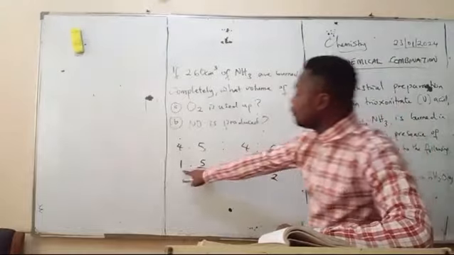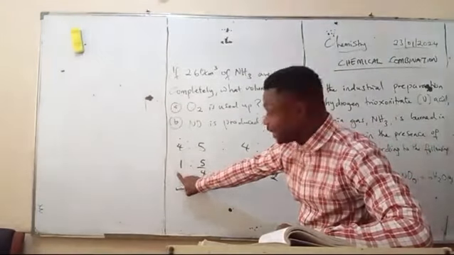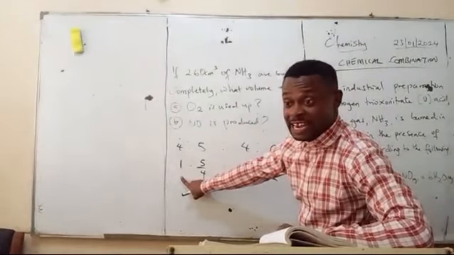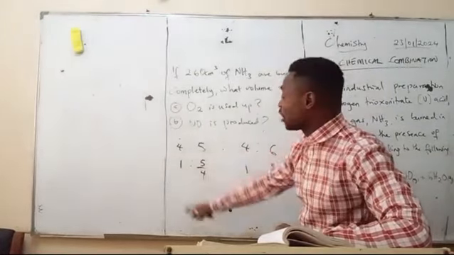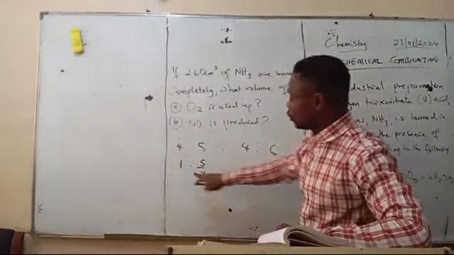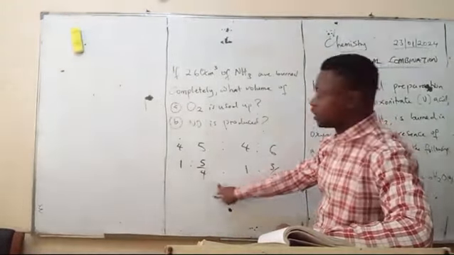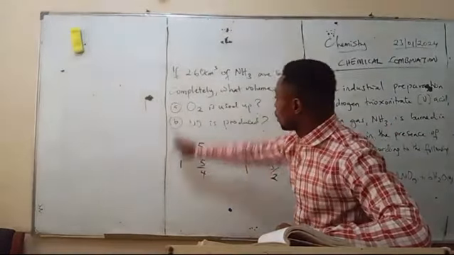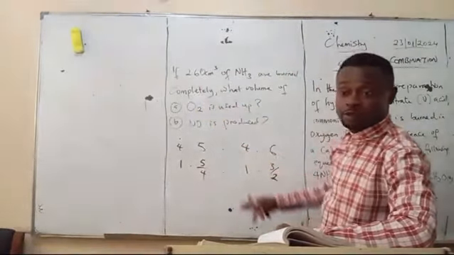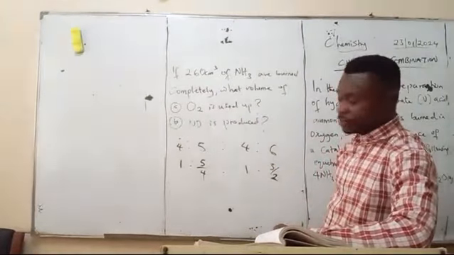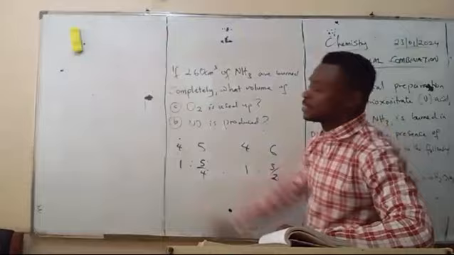So if 1 volume of, remember I said that this can also be regarded as volume. Or if you like, you can simply say 1 mole of this will react with 5 over 4 mole of this. Therefore, 260 cm³ will react with what? The mole will still cancel mole. Are we together? So that means we have to set a proportion here.